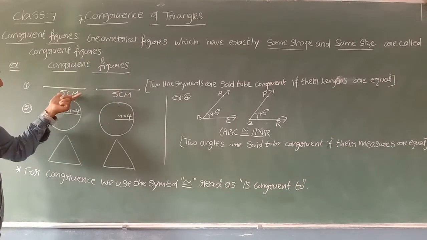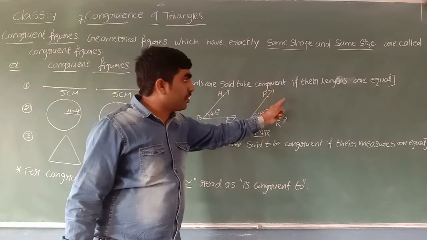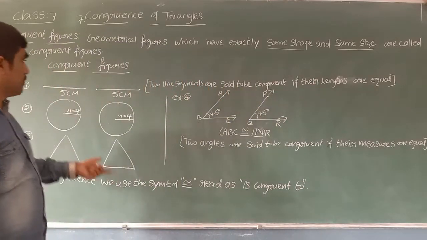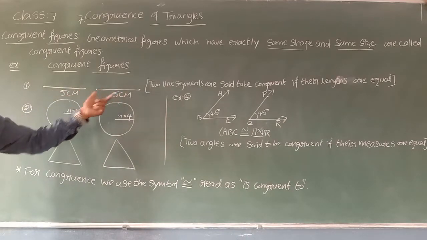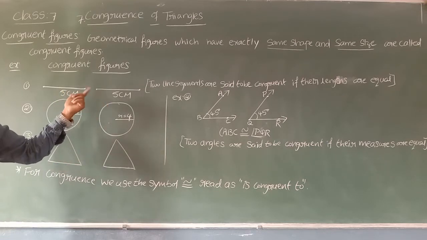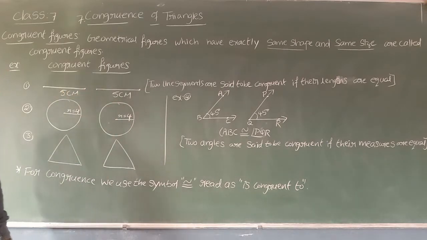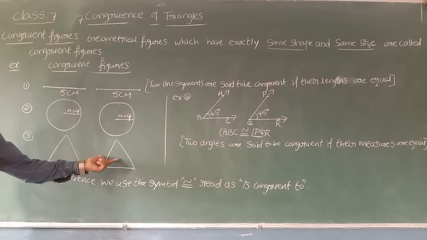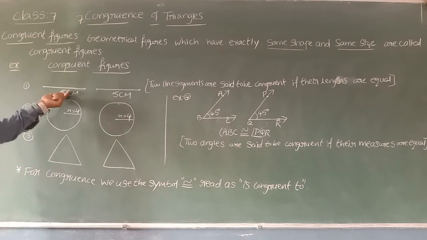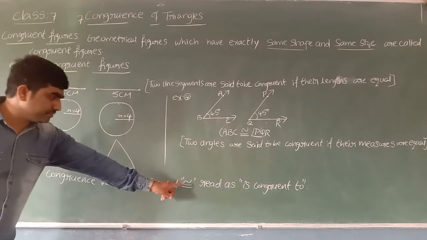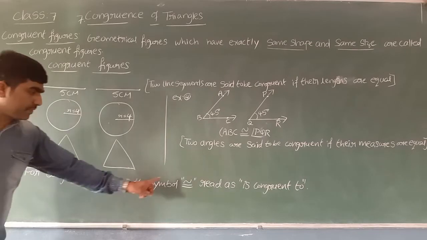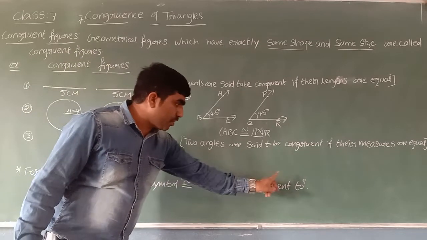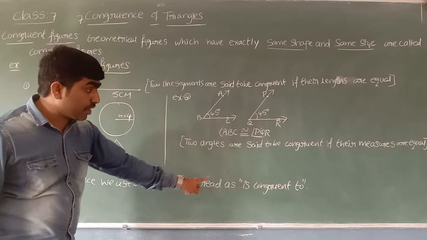When can we say two line segments are congruent? Two line segments are said to be congruent if their lengths are equal. Suppose one is 5 centimeters and one is 4 centimeters, they are not congruent. When they have the same length, both line segments are congruent. Two circles with the same radius are always congruent. Here we have two triangles, both look the same shape and same size. They are congruent. If two objects are congruent, we use this symbol, which we read as is congruent to.